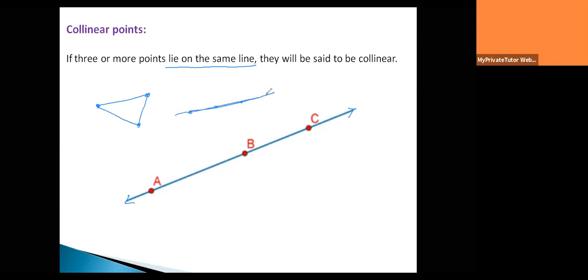I hope you guys understand what we mean by collinear points: three or more points lying on the same line. Please do ask me if you have any questions, guys.